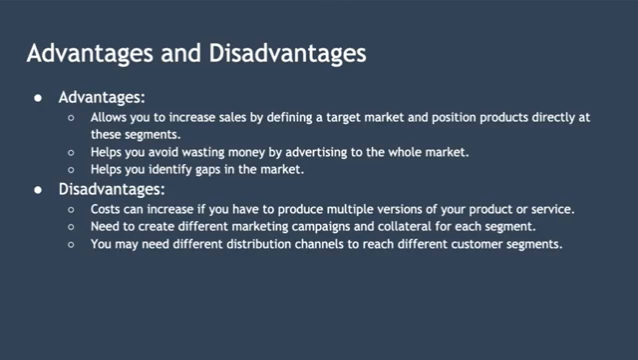Now, there are also a few disadvantages associated with the model. So costs can increase if you have to produce multiple versions of your product or service. You will need to create different marketing campaigns and collateral for each segment you target. And again, that can increase your costs. And finally, you may need to use different distribution channels to reach different customer segments.